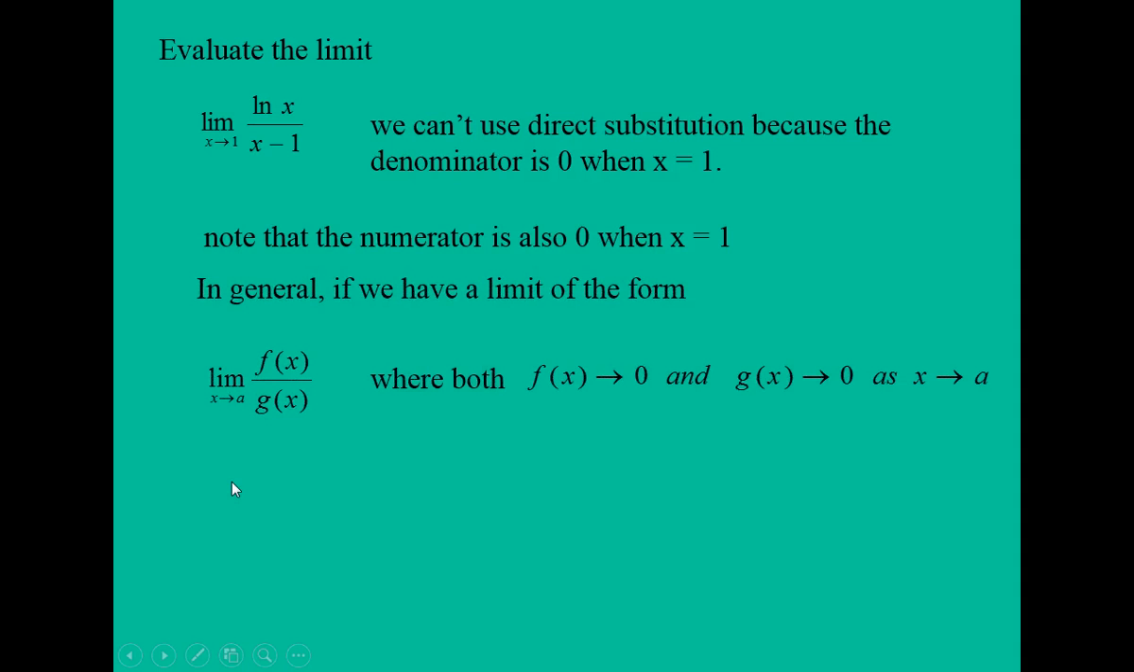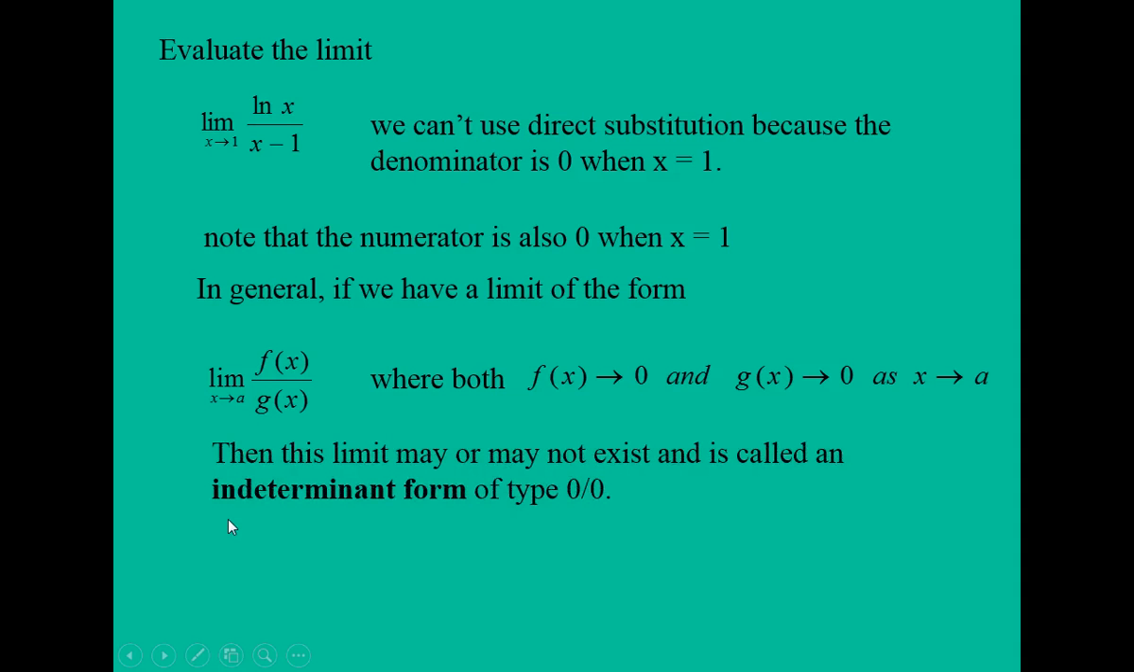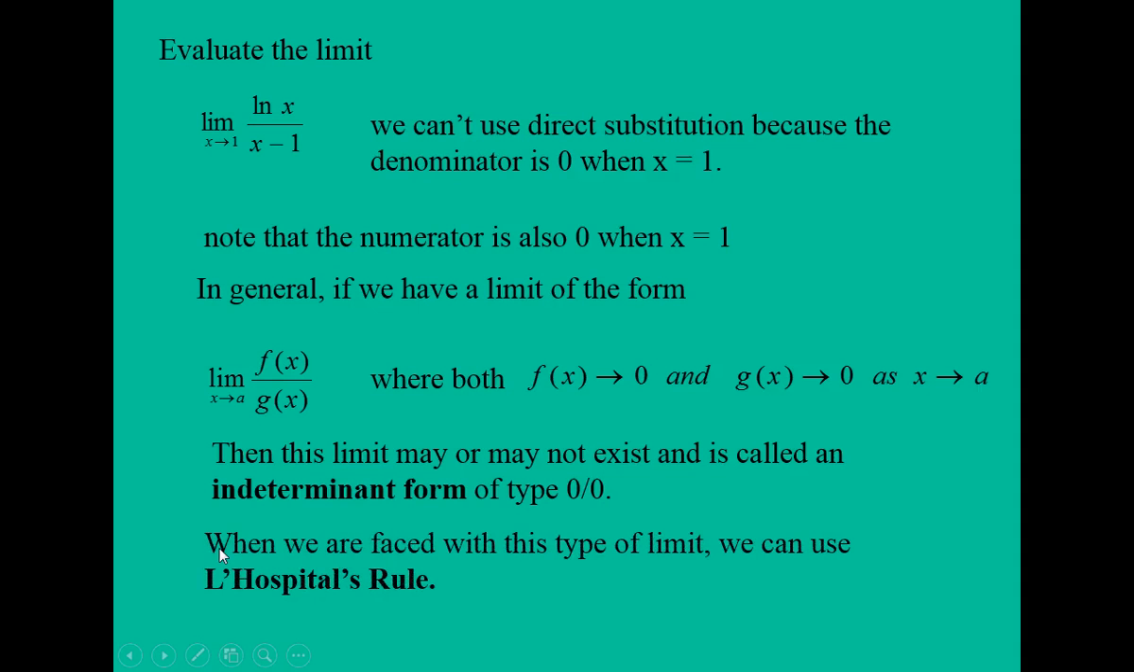In general, if we take the limit of f of x divided by g of x as x approaches a, where both the numerator and denominator would give us 0, so we would get 0 over 0, then this limit may or may not exist, and it's called an indeterminate form. We learned this early on in our study of limits. Whenever we get this type of indeterminate form, we can apply L'Hopital's rule.